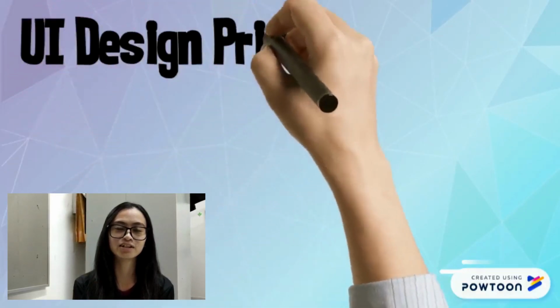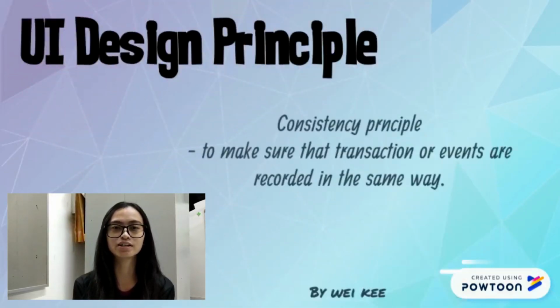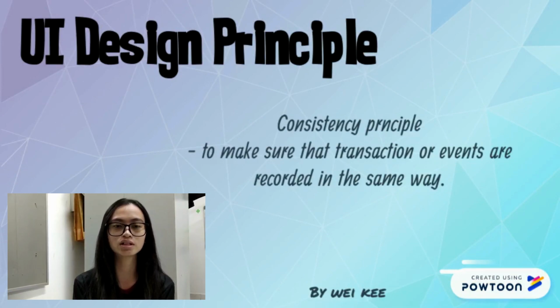The intention of the consistency principle is to make sure that transactions of events are recorded in the same way. The Malindo Air interface makes things simple for the user by breaking the selection down in a very neat way. It keeps the same patterns across the language, layout, elements, and color throughout the different pages. The UI elements used in the Malindo Air interface, such as the search bar, login button, scroll bar, and icons, are graphic elements that are usually constant.